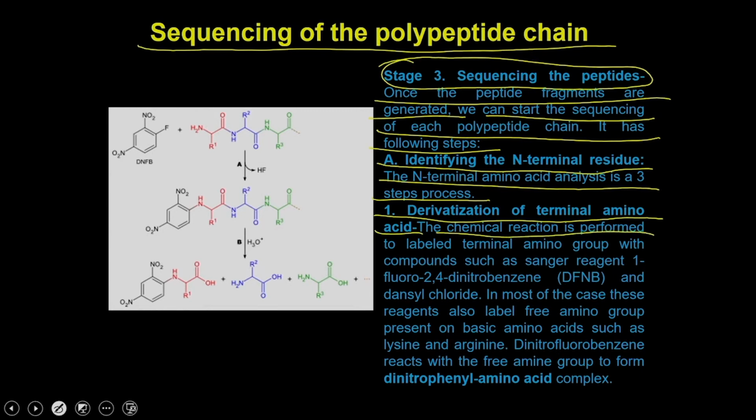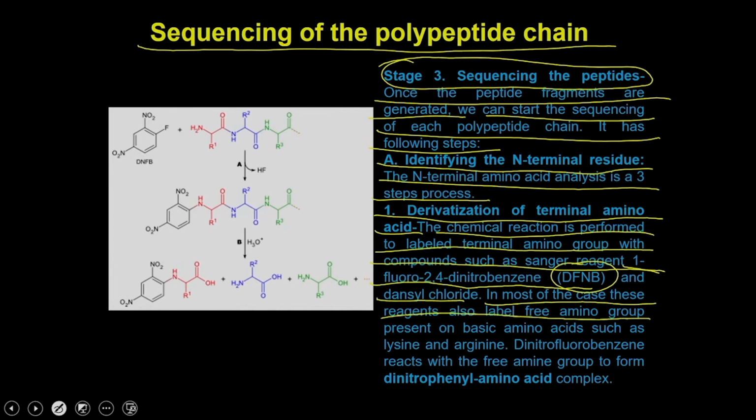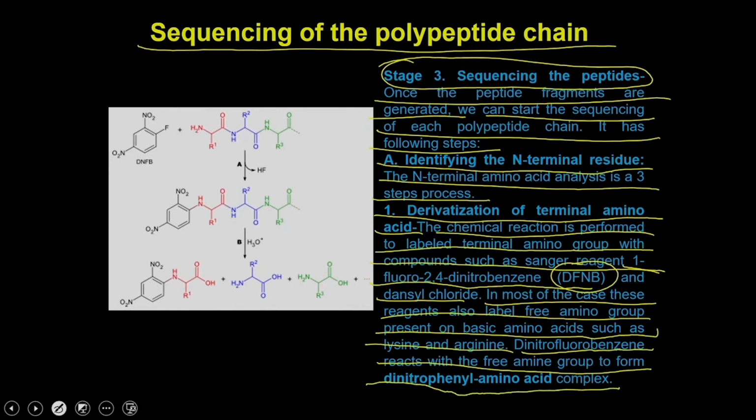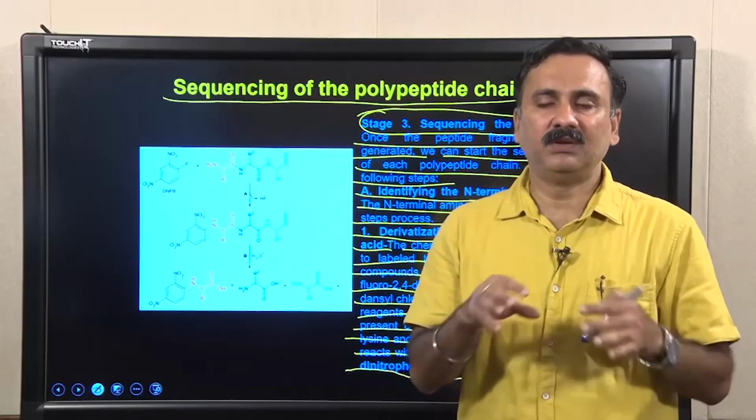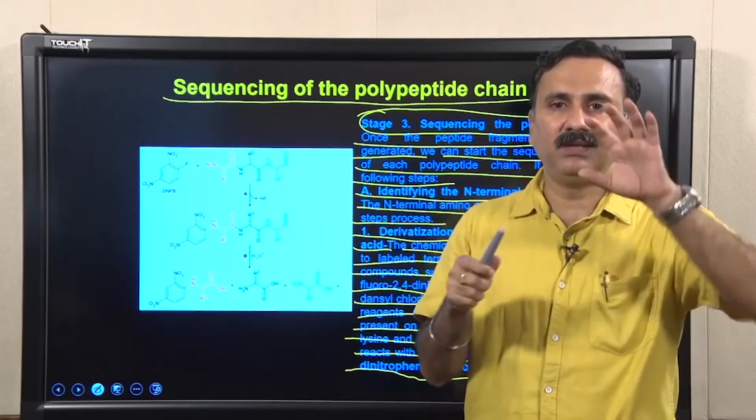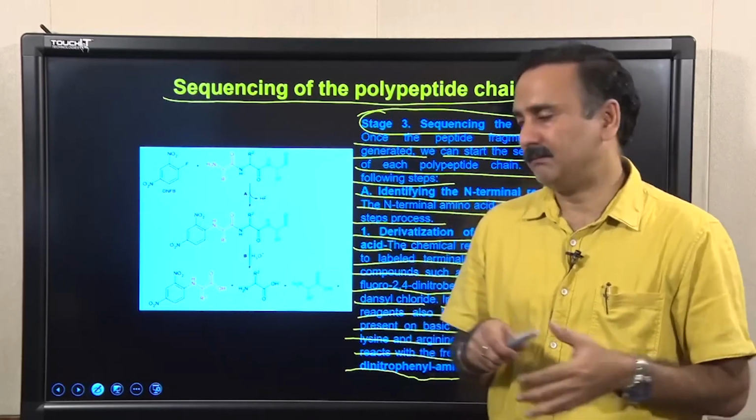The chemical reaction is performed to label the terminal amino acid with a compound called Sanger's reagent, or 1-fluoro-2,4-dinitrobenzene, FDNB, and dansyl chloride. In most cases, these reagents also label free amino groups present in basic amino acids such as lysine and arginine. The dinitrofluorobenzene reacts with the free amino group to form the dinitrophenyl amino acid complex. So, in the first event itself you are going to label the N-terminal amino acid, so that you can tag that this is the N-terminus of that particular peptide sequence.